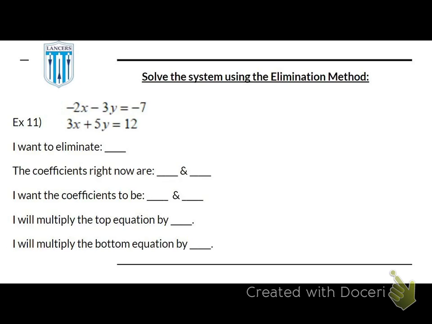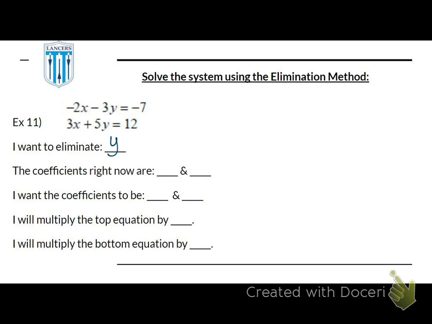Again, on number 11, we can see pretty quickly nothing is set up to cancel out right now. We have to decide what we want to eliminate. No matter which one we choose, x or y, we already are set up with one positive and one negative. So here it truly is up to you. What do you want to eliminate? The y's. Okay. If you were to choose x here, that would be fine. There's a whole completely different way to do the problem where we get rid of x first. We're just making a decision. I want to eliminate y.